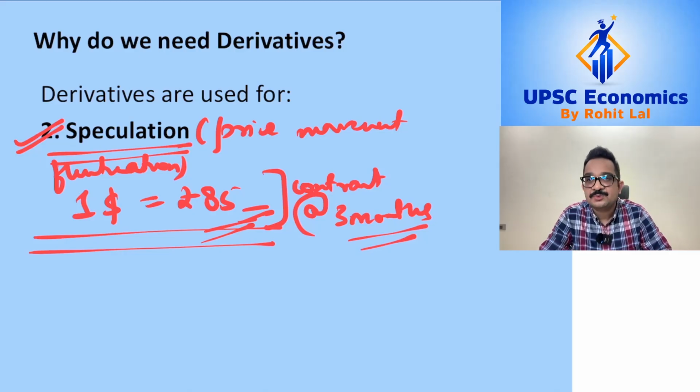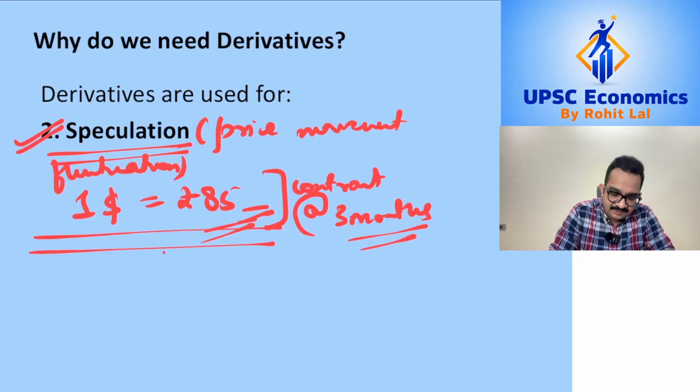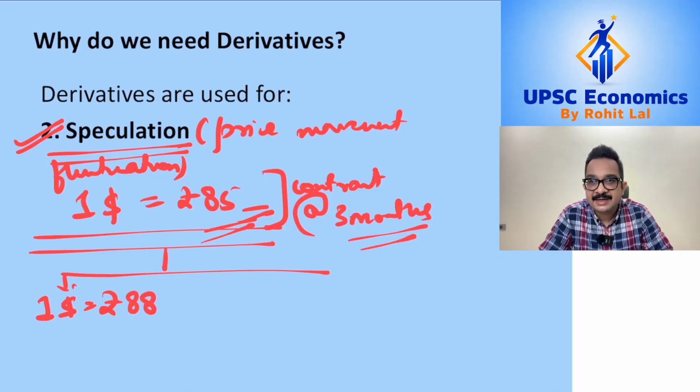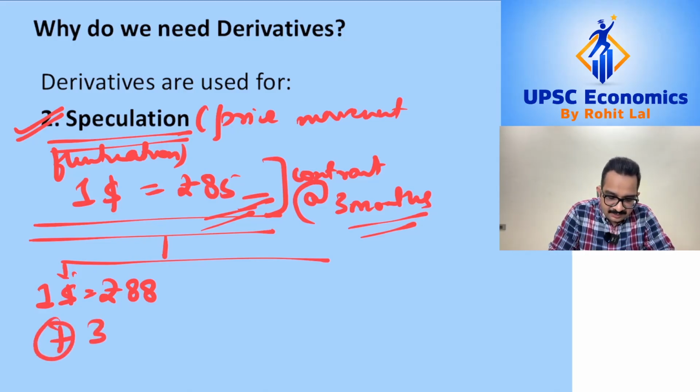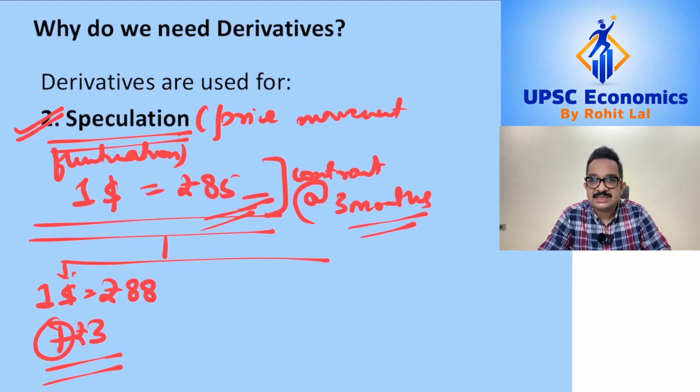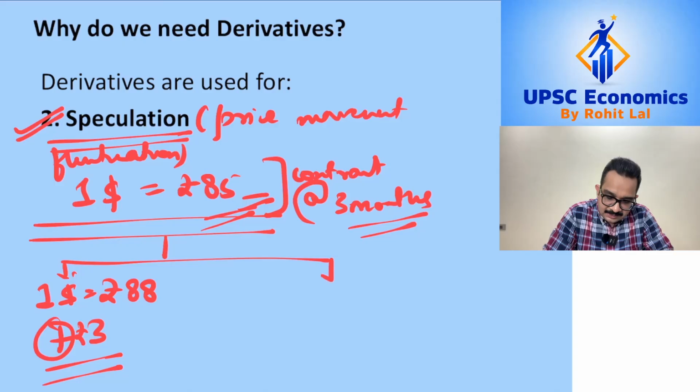Now you can have two scenarios after 3 months. Let's say the first scenario is that $1 is now equivalent to 88 rupees. In this situation, after he gets the dollars by buying them for 85 rupees, this speculator can sell those dollars and get 88 rupees back. So he can make a profit of 3 rupees because he got to buy dollars at 85 rupees per dollar.